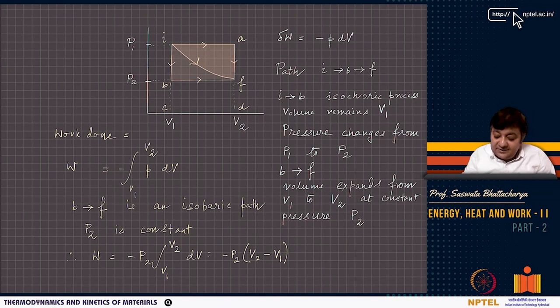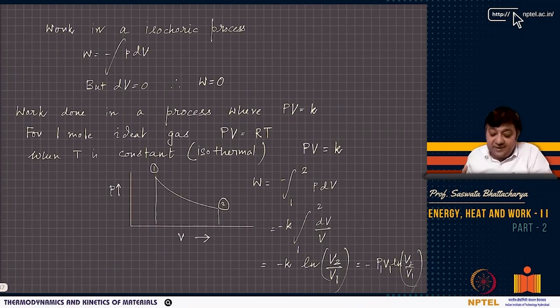Now if I look at the work done in this case, it is minus the integral of P dV from V1 to V2, at constant pressure. B to F is an isobaric process, which means P2 is constant, and as a result you can easily integrate, because you can take P2 out of the integral. W just becomes minus P2 times the integral of dV from V1 to V2, so minus P2 times (V2 minus V1). It becomes very, very easy, right?